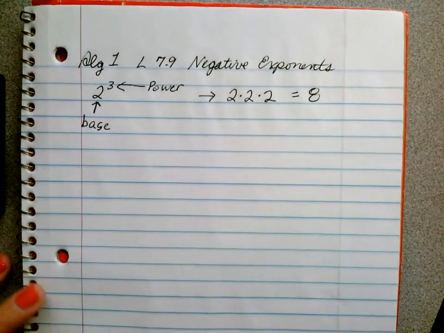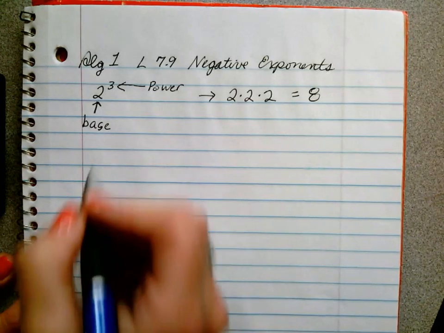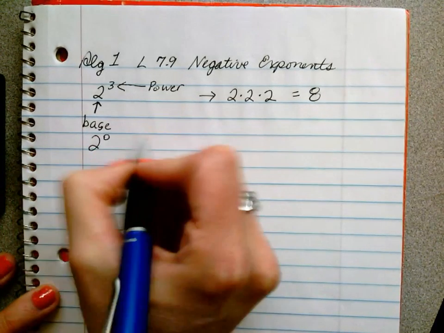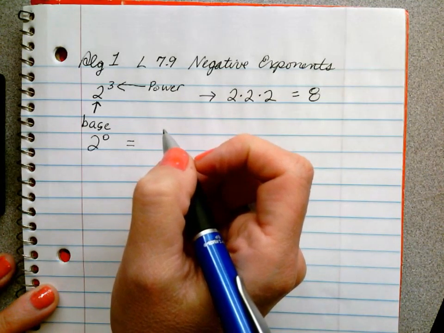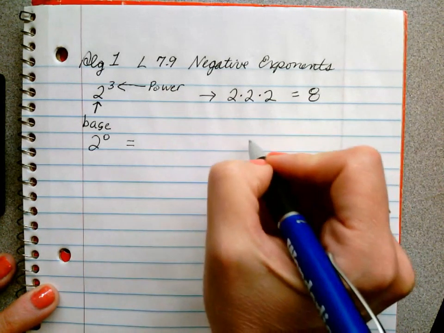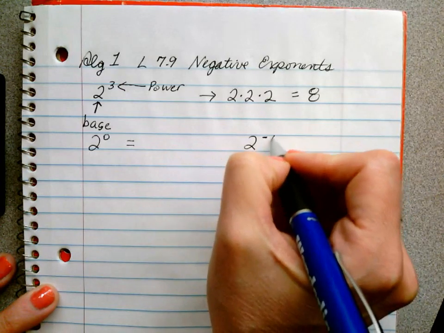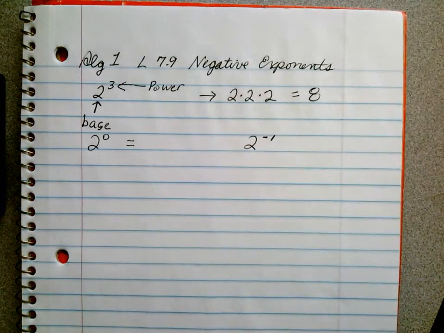You guys know that. A couple of outliers, 2 to the 0 power. What does that mean? You're going to learn about that today. 2 to the negative 1 power. And what does that mean? Situations like that are a few of the examples of what I'm going to teach you today.